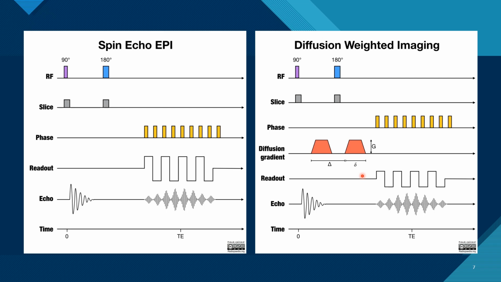So how about the degree of weighting? How do we know how much diffusion weighting is within this image? Each diffusion weighted gradient has an amplitude, which is represented as the G, a duration, which is represented as the omega, and a time interval between the first and the second gradient. All these three factors, when combined in a certain equation, will give us the degree of diffusion weighting, which is known as the B value.